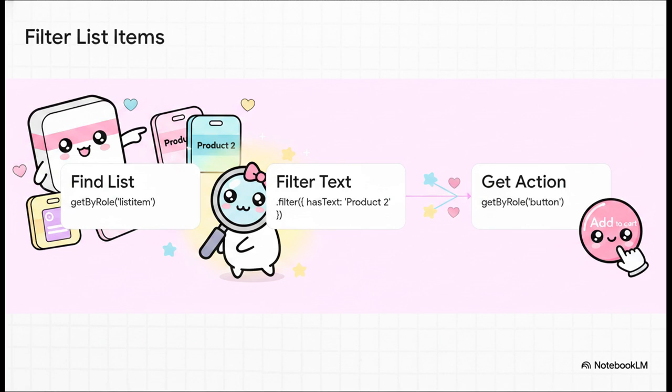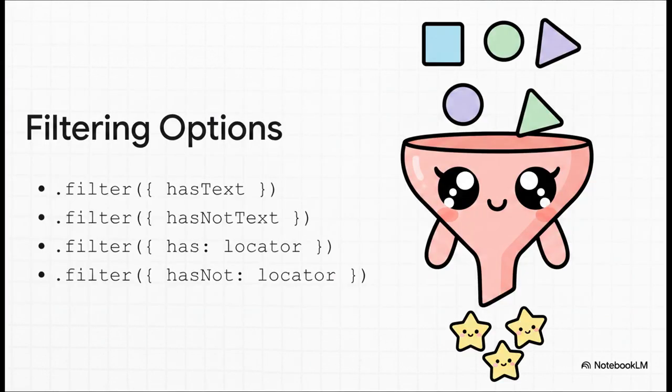You grab the list items, you filter down to the one that has the text product two, and then within that specific product card, you locate the Add to Cart button. Boom. No brittle index numbers required at all. To pull that off, Playwright gives you some incredibly powerful filter options.